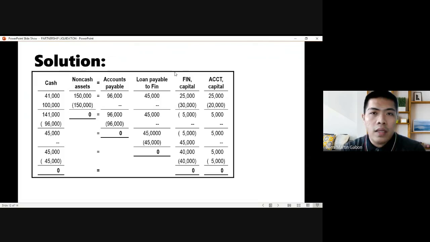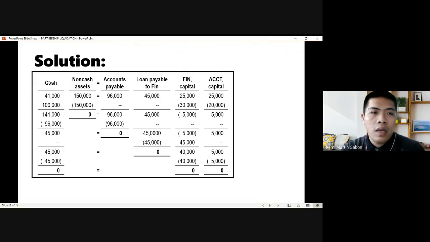So that is for Fin. Then the remaining 40%, which is 20,000. So 50,000 minus 30,000 is 20,000. So that is for Act. So after realization and distribution of the loss, the balances were as follows. The non-cash asset is zeroed out.